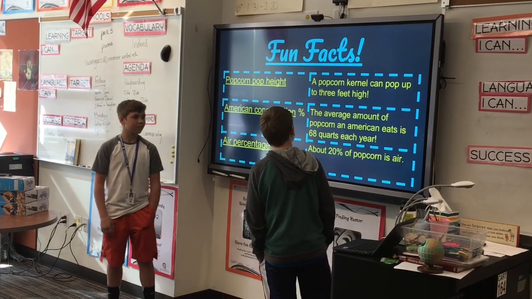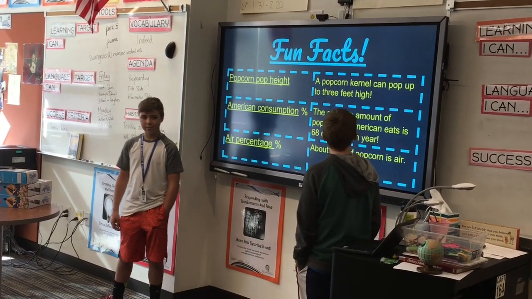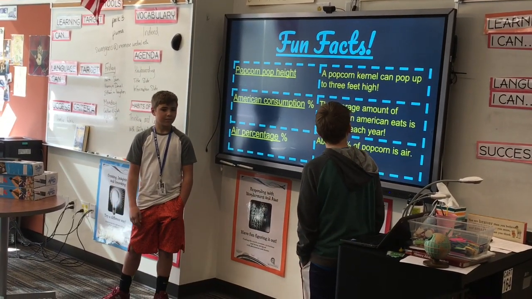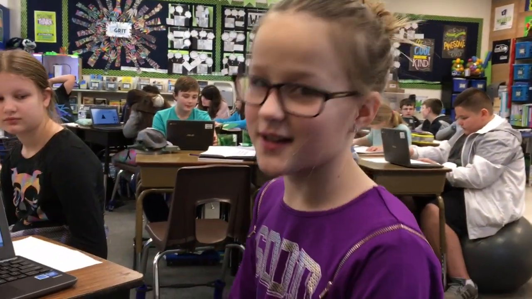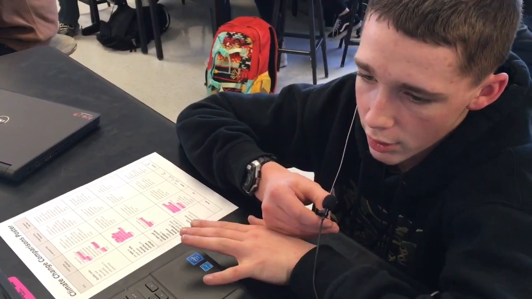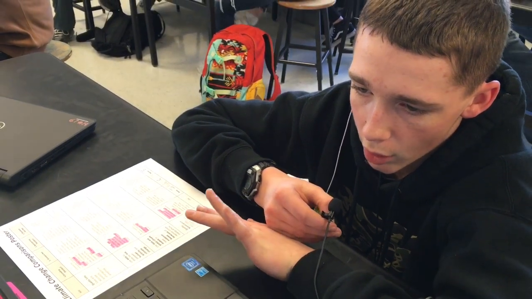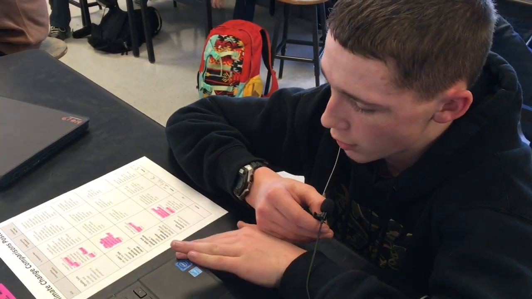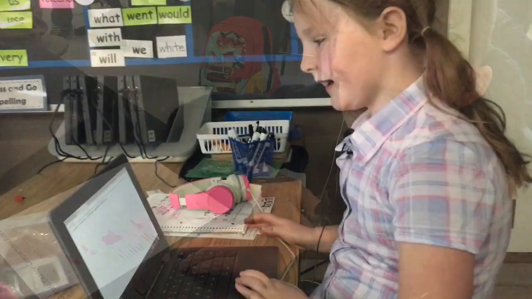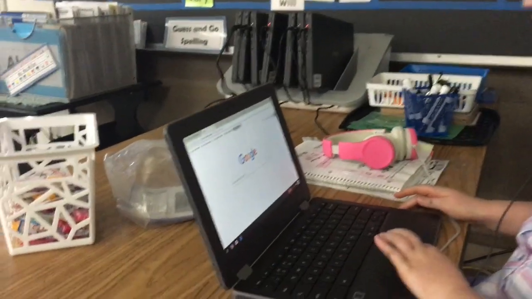So we found some fun facts. A popcorn kernel can actually pop up to 3 feet high. So we're trying to find ways that they can solve our future problems today with the things that they're doing in the classroom. The problem was pencils were falling off the desk, so we came up with a solution to make pencil holders. I'm trying to make sure that with my presentation I have all the information and my sources are all good.